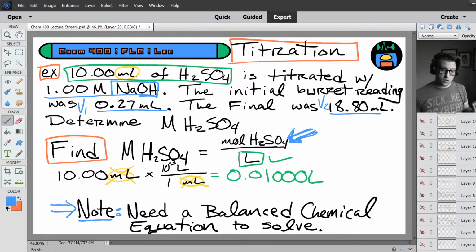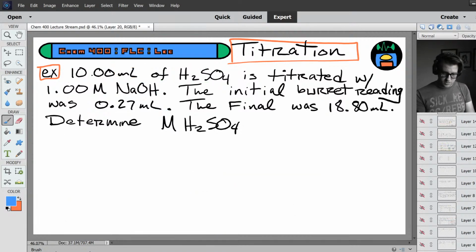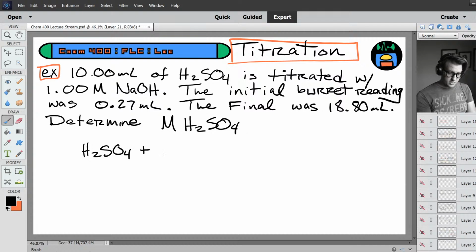So if you're going to solve this problem, you need to balance your chemical equation and then use that mole to mole ratio to convert from moles of NaOH to moles of H2SO4. All right? So for our future use, let's go ahead and balance it now. I would recommend writing a balanced chemical equation before you do anything when you're dealing with a titration problem. All right, so we have sulfuric acid, H2SO4, reacting with sodium hydroxide.